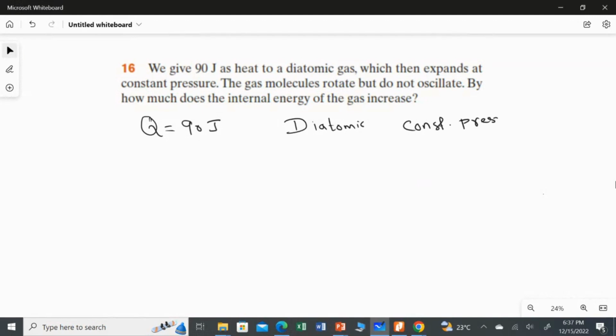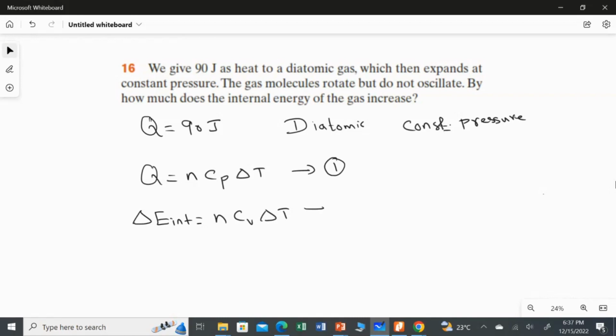Constant pressure. For diatomic, as well as for the condition of constant pressure, with molar specific heat at constant pressure, we studied the relation for the heat energy Q, which is equal to nCp delta T, right? And also we studied the rule for internal energy. What is the rule for internal energy? The change in internal energy is given by the rule nCv delta T, right? Now I am going to divide these left hand sides. Let's give numbers to the equations. Let's take this as equation 1, this as equation 2.